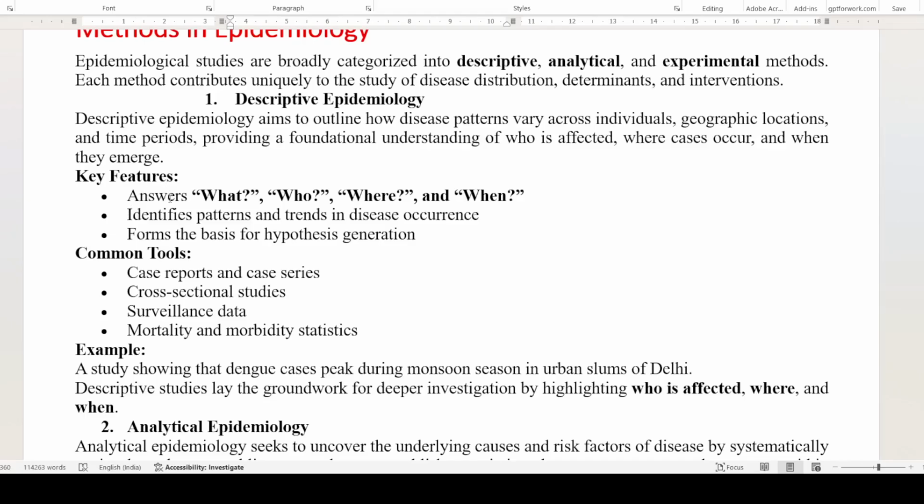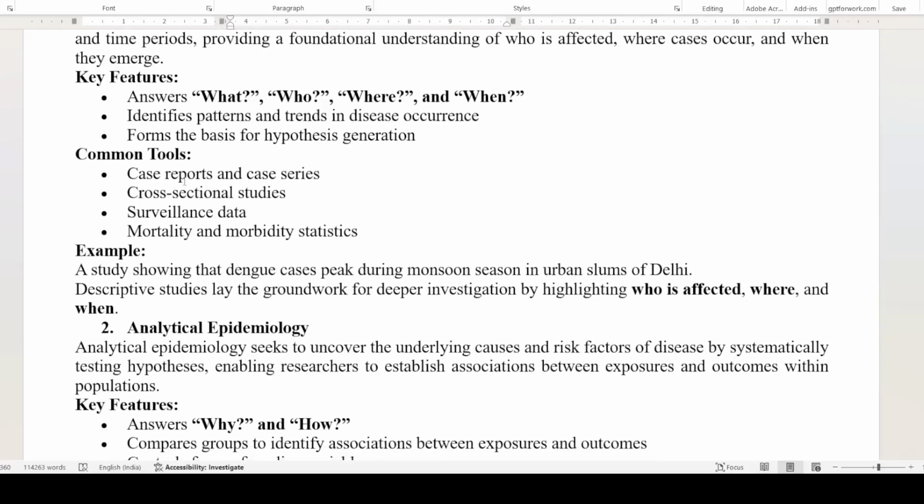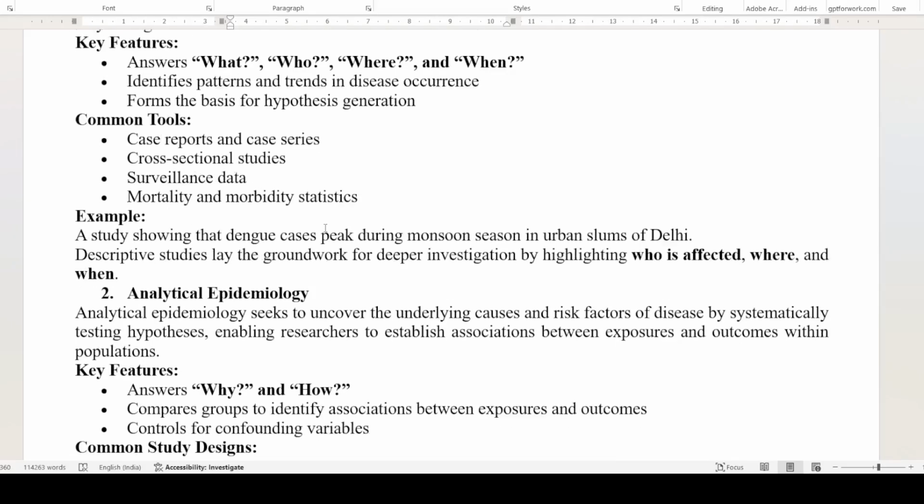It means we get the answers to what is the disease, who is getting the disease, where is the disease occurring, and when did it happen. So it identifies the patterns and trends in disease occurrence. Common tools are case reports and case series, cross-sectional studies, surveillance data, and mortality and morbidity statistics.